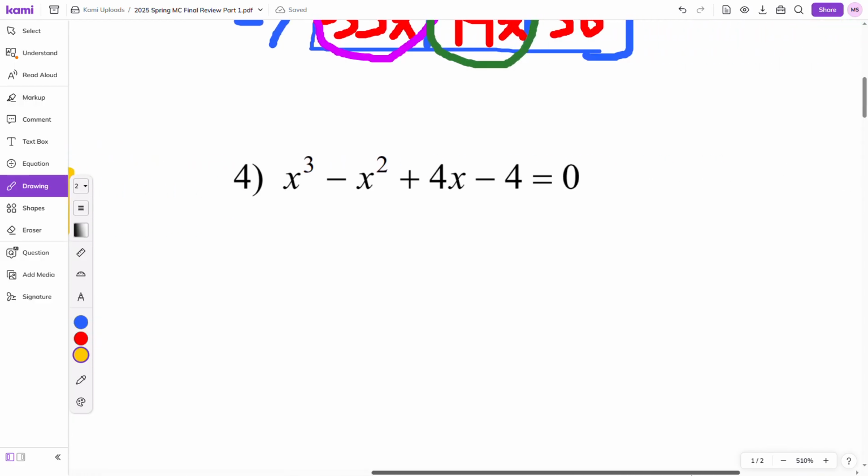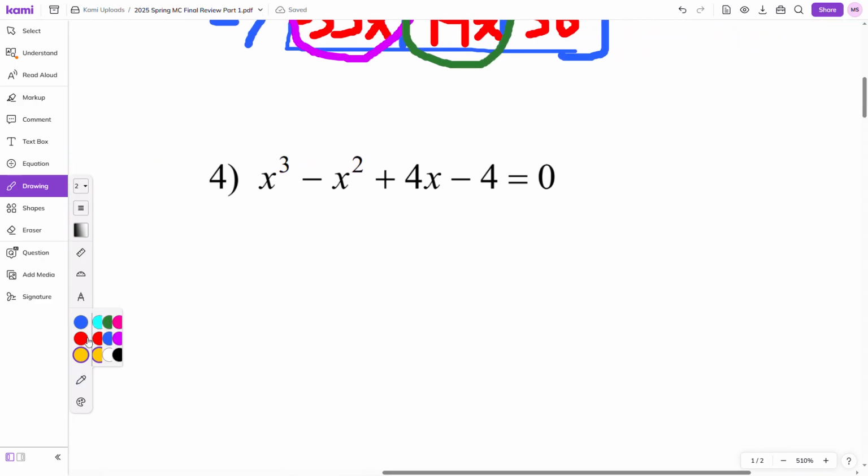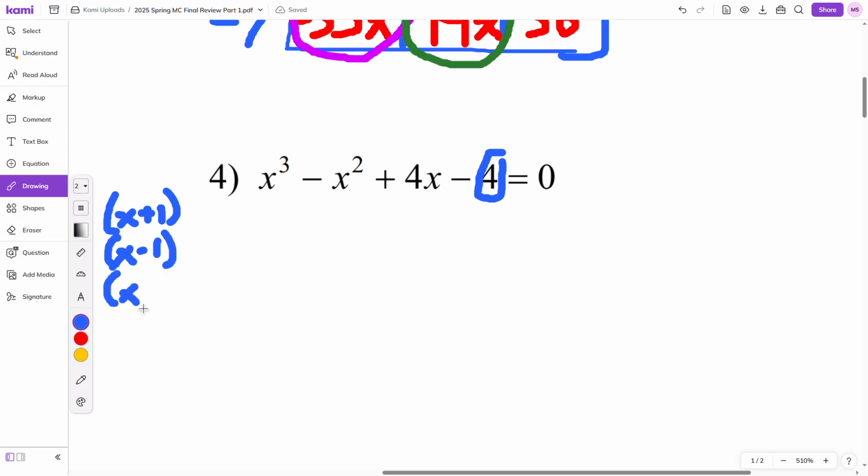Do we have time for one more? I think I have time for one more. Let's look at this one right here. Again, we're looking at the numbers here. So we have candidates. It's either x plus 1, x minus 1, x plus 2, x minus 2, or x plus 4, x minus 4.